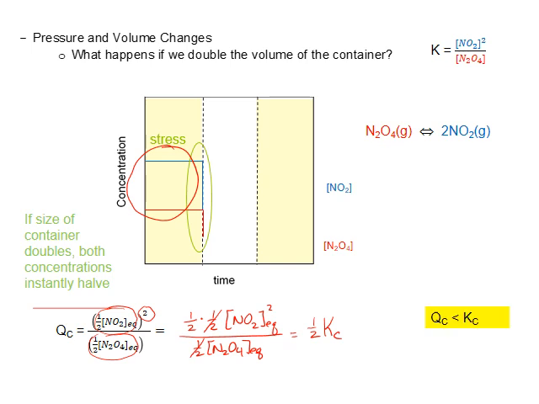This means that Q is less than K. Whenever Q is less than K, it will cause the reaction to shift in the forward direction to increase the value of the reaction quotient until it's equal to K. If we look at the graph above, this causes the reaction to shift. The concentrations of products will increase from their new position, and the concentration of reactants will decrease.